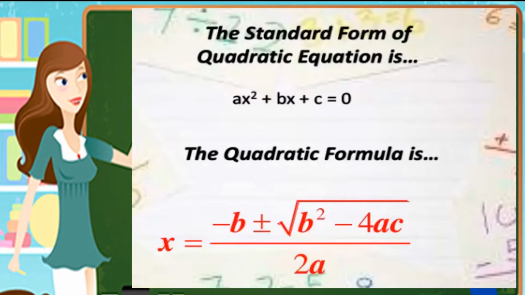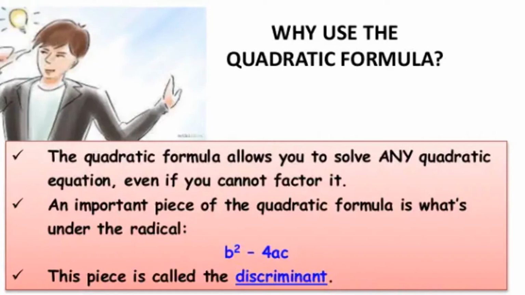We are going to start with the standard form of quadratic equation, and the standard form of quadratic equation is ax squared plus bx plus c equals 0. And the quadratic formula is x is equal to negative b plus minus square root of b squared minus 4ac all over 2a. Why do we discuss first the standard form of quadratic equation and the quadratic formula? So here is the answer.